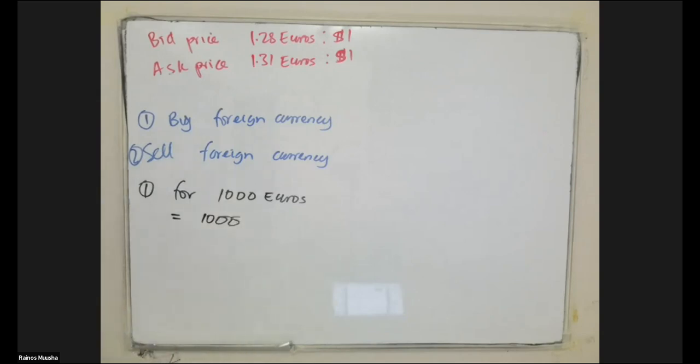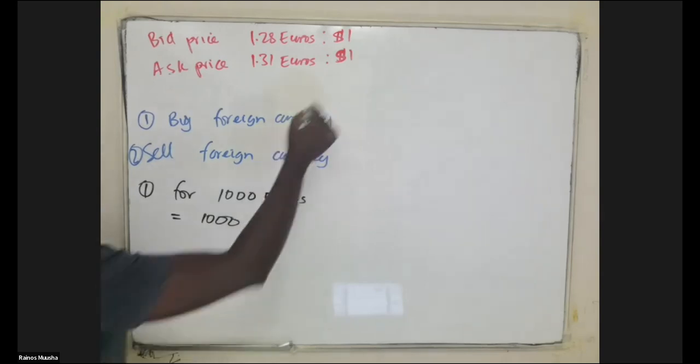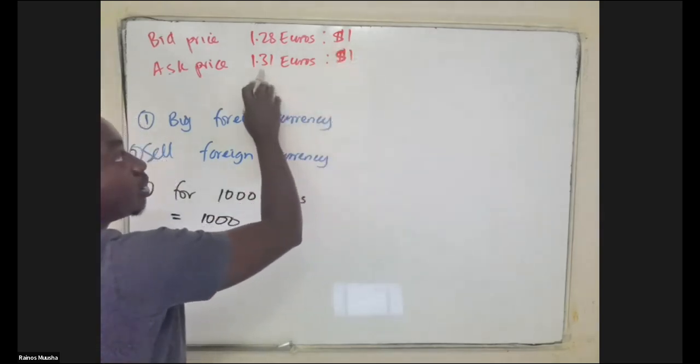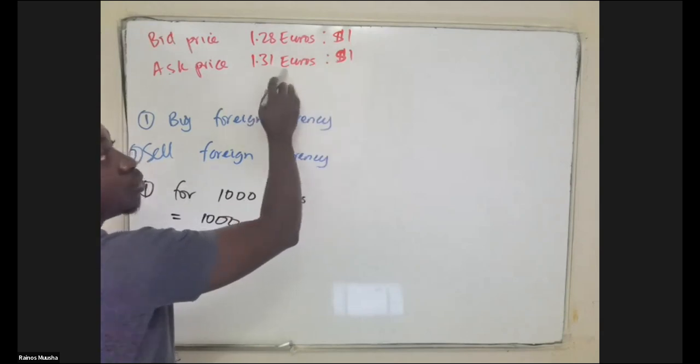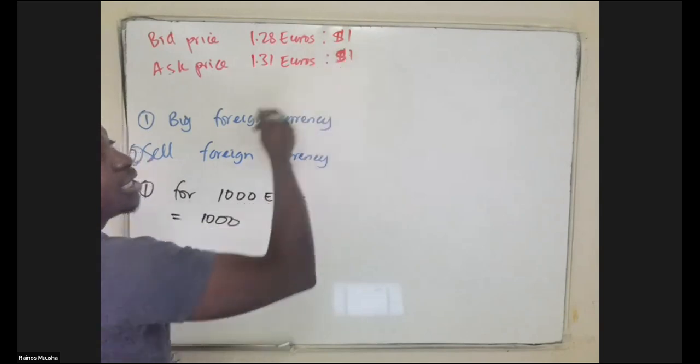So to find the amount of money that you're going to end up with in US dollars, remember the ask price is 1.31 euros is equal to $1 US. Which currency is stronger here? The US dollar or the euro? The euro? Remember, the currency you need less of is the stronger currency. Hmm, so to get $1 US, you need 1.31 euros, isn't it? So in this case, the euro is the weaker currency and the dollar is the stronger currency.